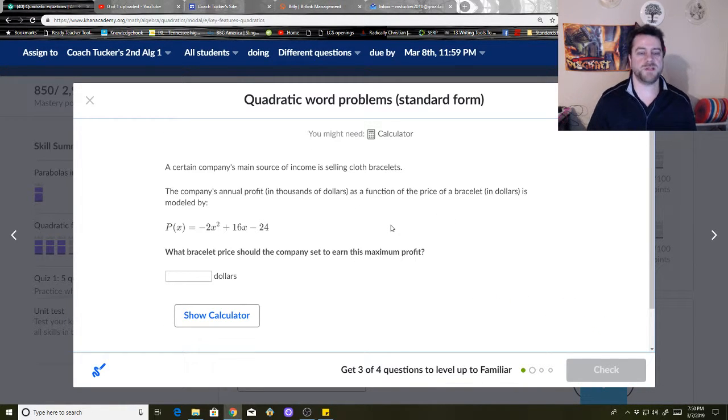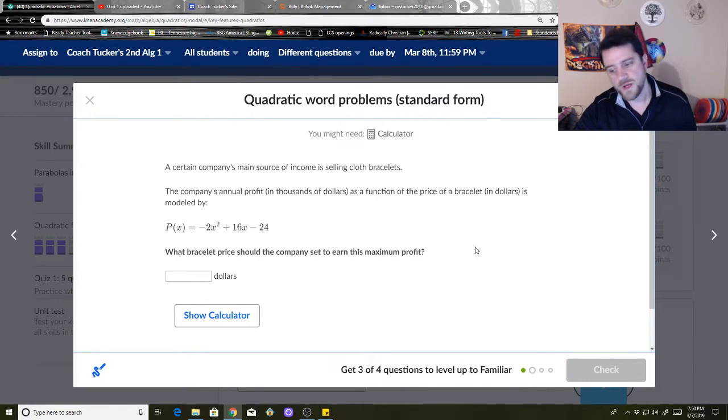Say a certain company's main source of income is selling cloth bracelets. Almost said the cloth. No. The company's annual profit in thousands of dollars, as a function of the price of a bracelet in dollars, is modeled by the equation we have. What bracelet price should the company set to earn its maximum profit?